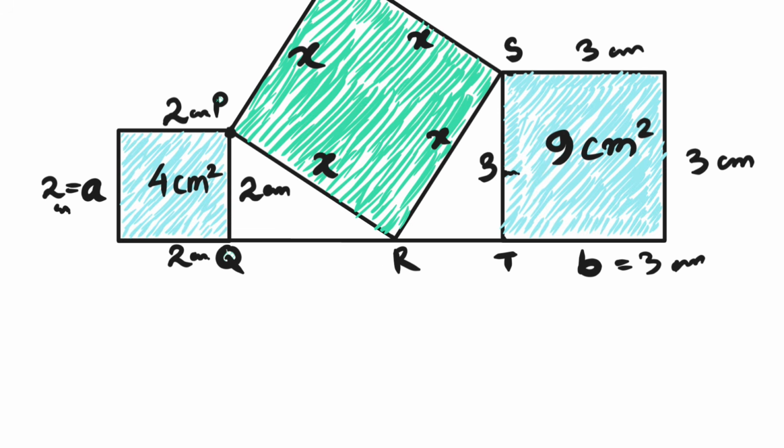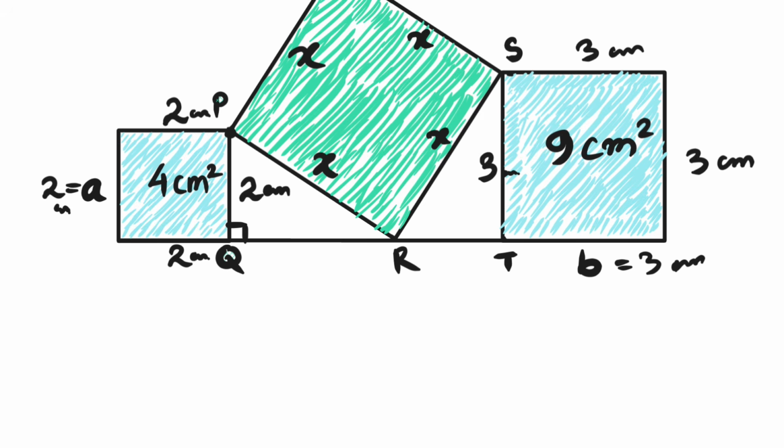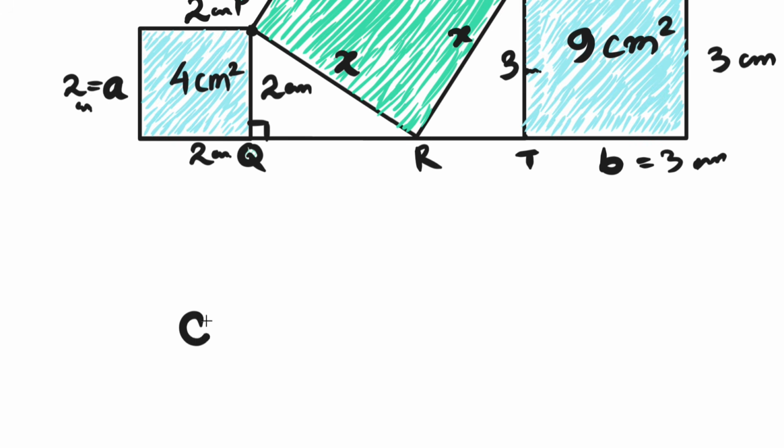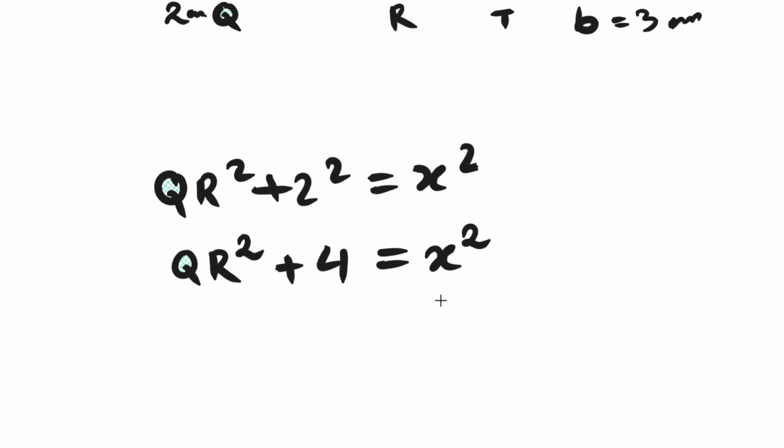Now we use the Pythagorean theorem. Remember, the Pythagorean theorem tells us that in a right triangle, the square of one leg plus the square of the other leg equals the square of the hypotenuse. So here we have QR squared plus 2 squared equals x squared. Now, 2 squared is 4, so this becomes QR squared plus 4 equals x squared.